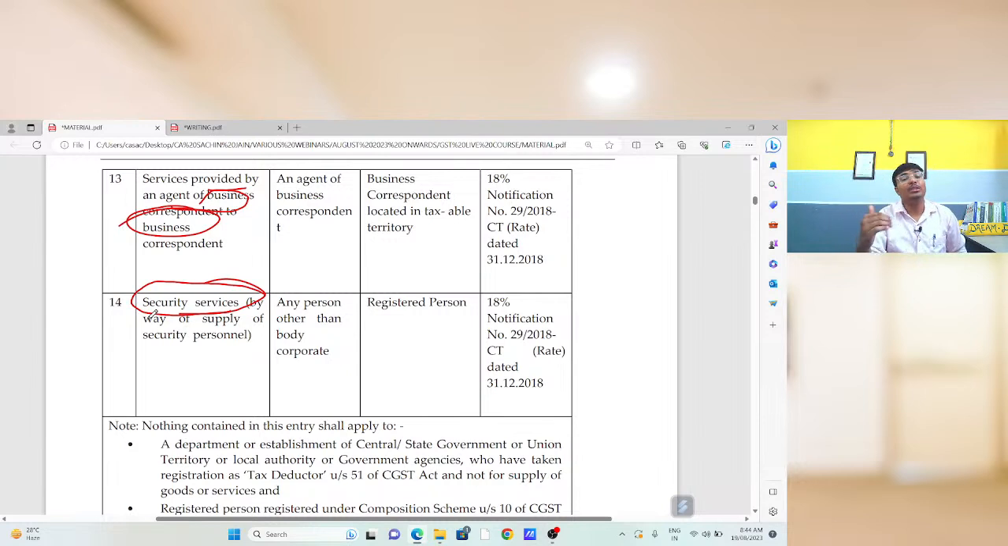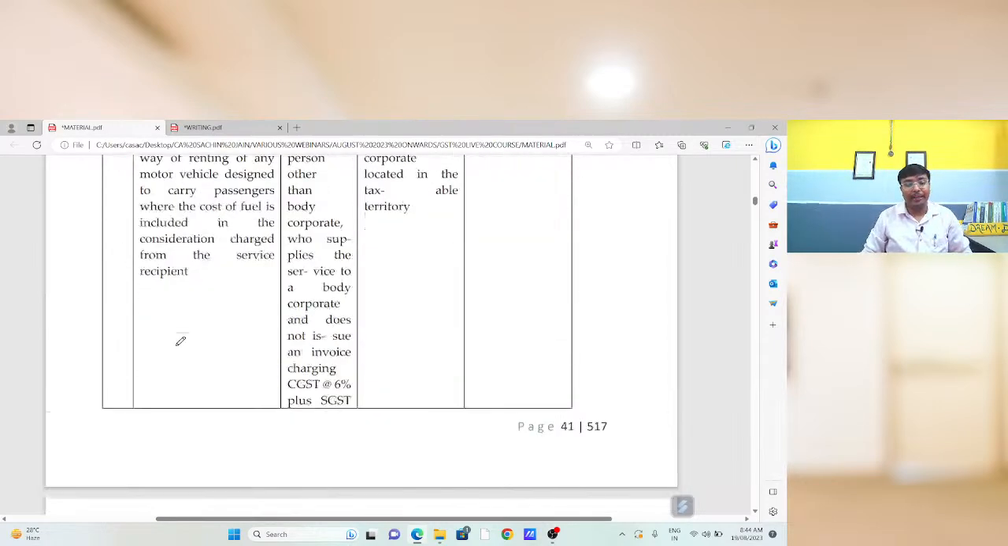In that case, we need to check whether the reverse charge mechanism has been paid by that particular business entity or not. That is our responsibility while filing the GSTR 9 and 9C, while doing the business audit, while doing the scrutiny of returns. So these are the 14 services specified under section 9 subsection 3 for which reverse charge mechanism will be applicable.